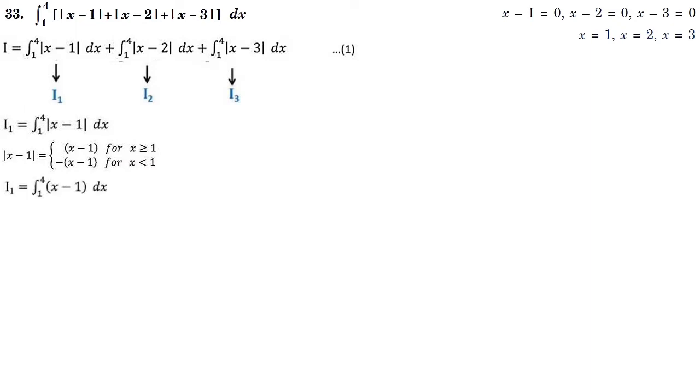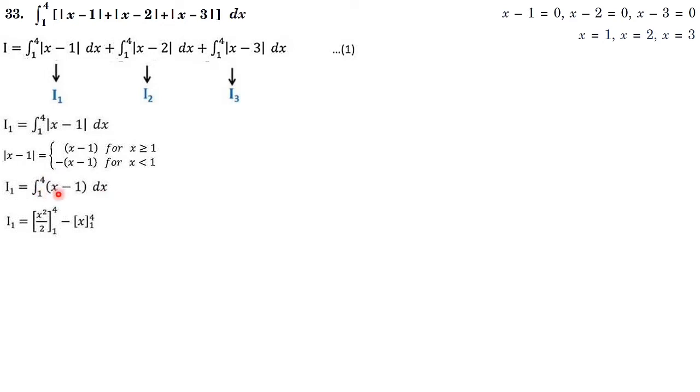Then we'll just take the integral. I1 is equal to integral 1 to 4. You see that integral 1 to 4 means it is greater than or equal to 1. Our lower limit is 1 and upper limit is 4. Less than or equal to 1 is not coming. So greater than or equal to 1 means only this portion will be coming. Integral 1 to 4 x minus 1 dx.